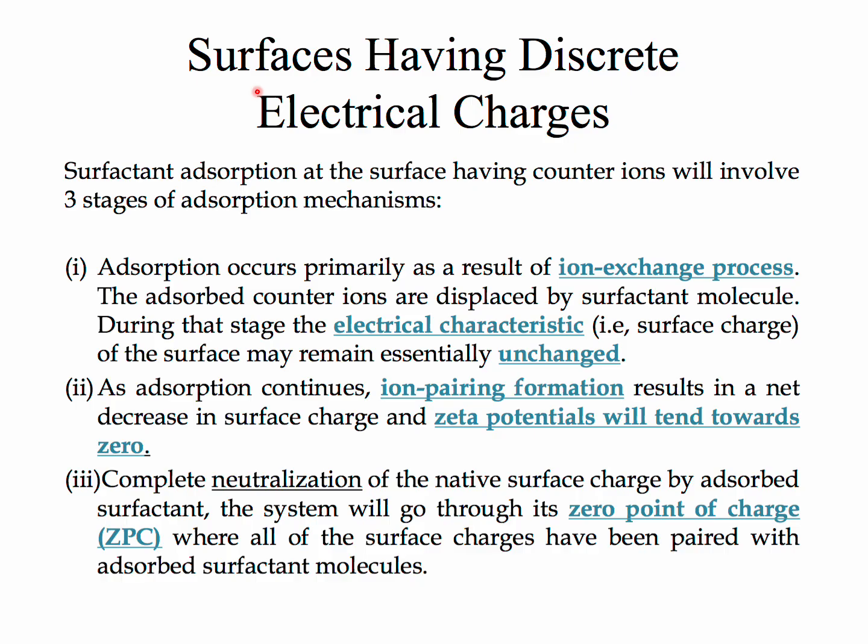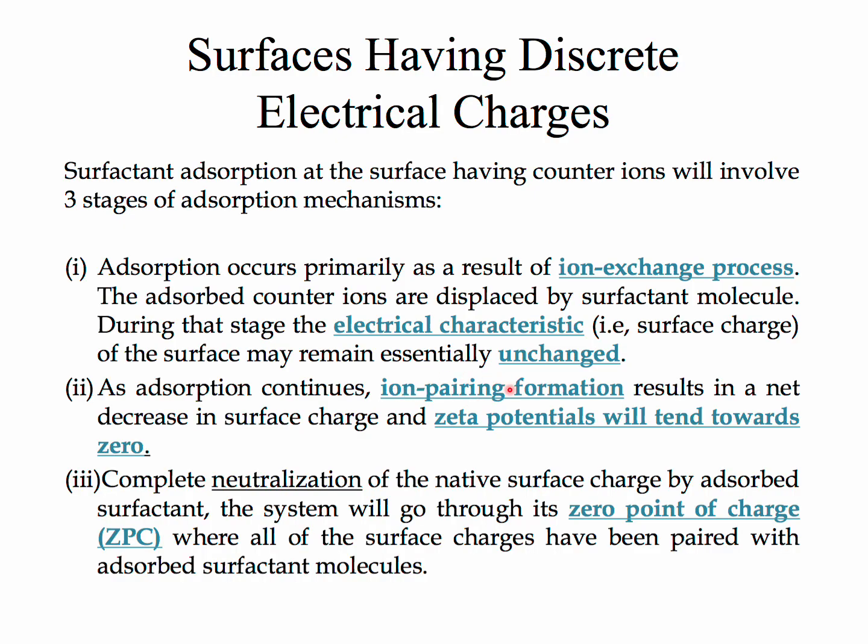So the first stage, the adsorption occurs mainly through an ion exchange process. In this stage, the counter ions that are originally attached to the surface are displaced by the surfactant molecules. However, even though this exchange takes place, the overall electrical characteristic of the surface, or its surface charge, remains essentially unchanged.